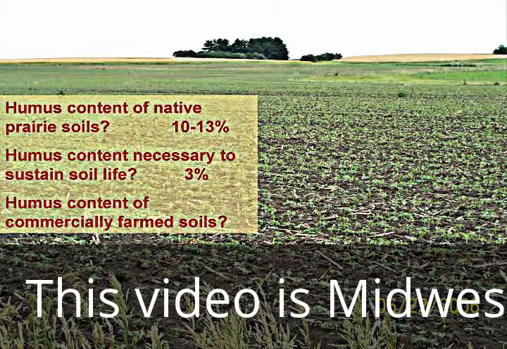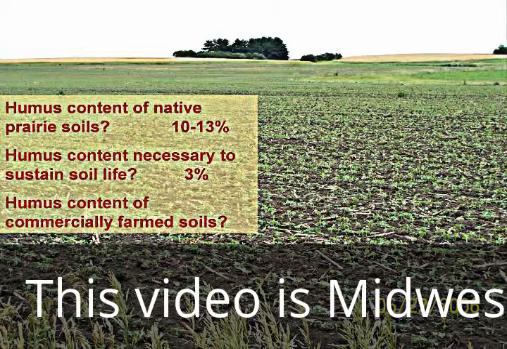Well, you have to have 3% humus content just for biological activity to exist. If you drop below 3%, there's not enough food for most of the biology in the soil. Well, the humus content today of commercially farmed soils across the United States falls just below 1%. In Illinois, it's a little higher than that, like 1.3 to 1.5%. But across the U.S., it's under 1%. And that's because of the way we farm.